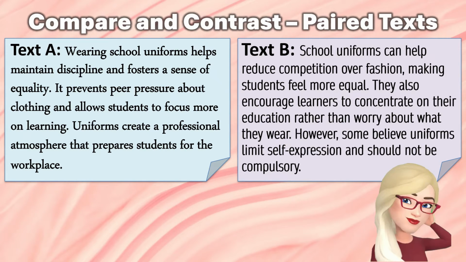Text A states, wearing school uniform helps maintain discipline and fosters a sense of equality. It prevents peer pressure about clothing and allows students to focus more on learning. Uniforms create a professional atmosphere that prepares students for the workplace. Text B states, school uniforms can help reduce competition over fashion, making students feel more equal. They also encourage learners to concentrate on their education rather than worry about what they wear. However, some believe uniforms limit self-expression and should not be compulsory.